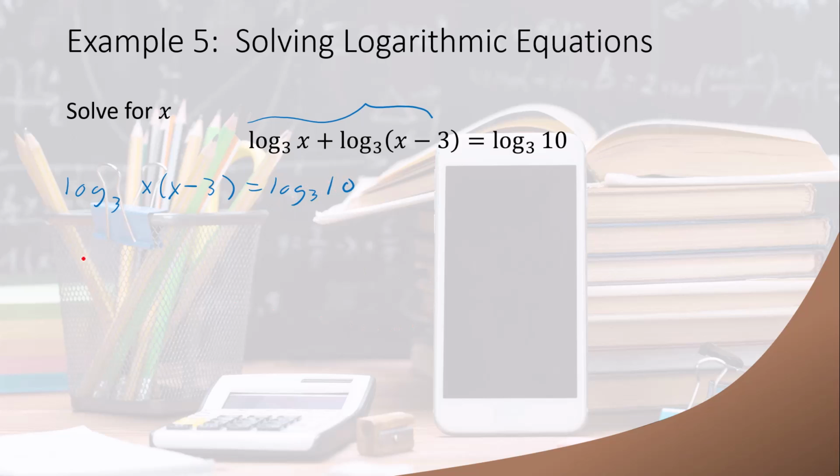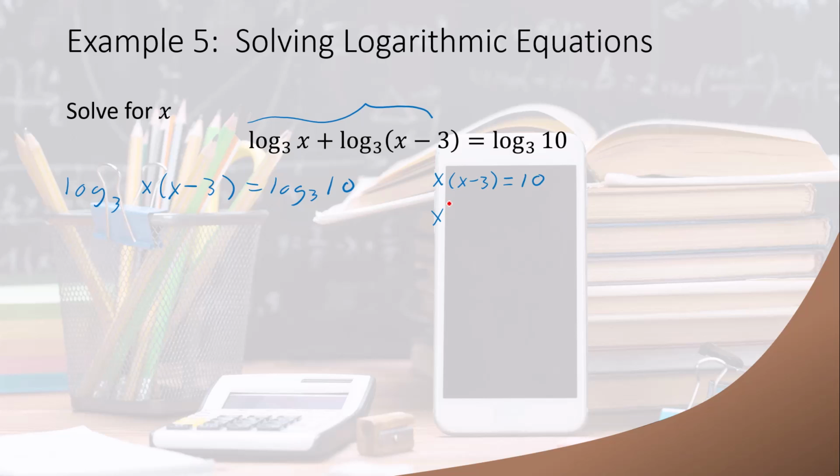Now that I have this into the form of the log base 3 of one expression is equal to the log base 3 of another expression, I can take advantage of property 8, the fact that this is a one-to-one function. So if this is true, then x times x minus 3 must be equal to 10. If this is true, then this must be true. All right, so now all I need to do is just solve this equation. Let's go ahead and do that.